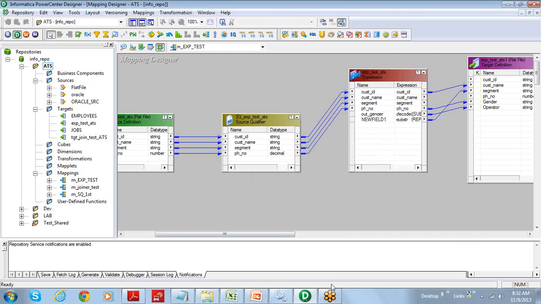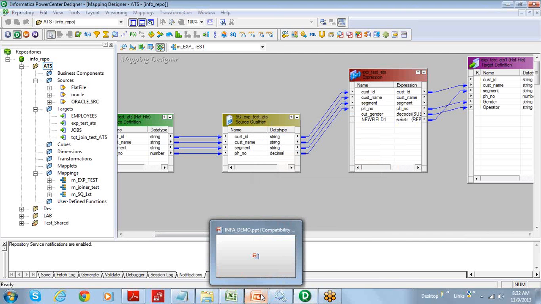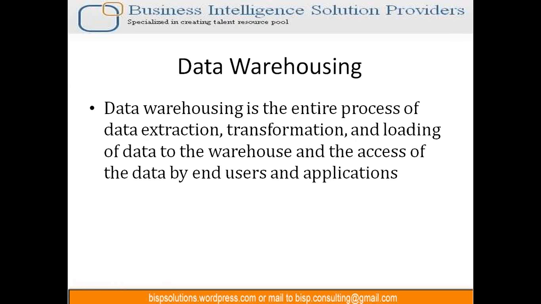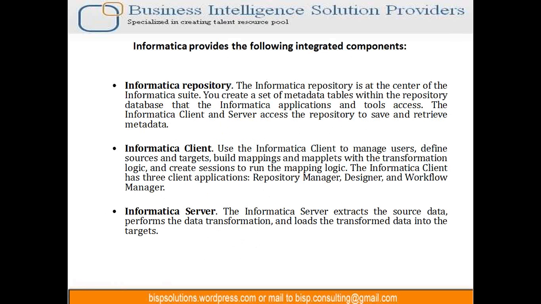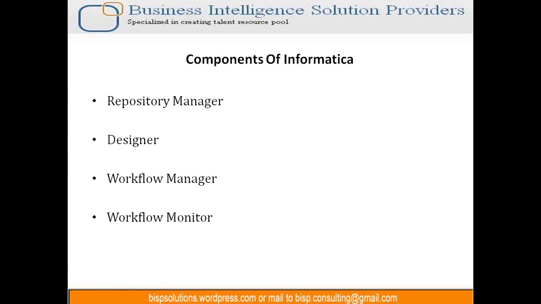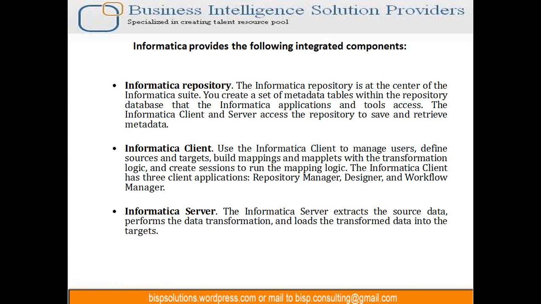All right. So that was our Informatica process. Let's move on to the theory part again. Let's finish this up. So in Informatica, we went through the components. Now Informatica provides different components. So there are different components in the Informatica architecture.